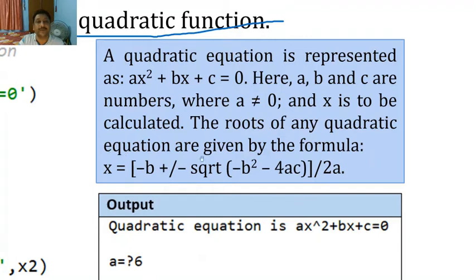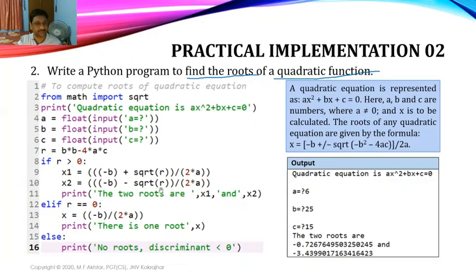The roots of any quadratic equation are given by the formula: x equals minus b plus or minus square root of b square minus 4ac, divided by 2a. There are two formulas, minus and plus. We have to give them separately in different functions. See, the program is like this. First we have imported square root because we have to calculate a square root, and we have taken the input of three values a, b, c, and then we have calculated r, that is the determinant, b square minus 4ac, because b square minus 4ac is required in the formula.